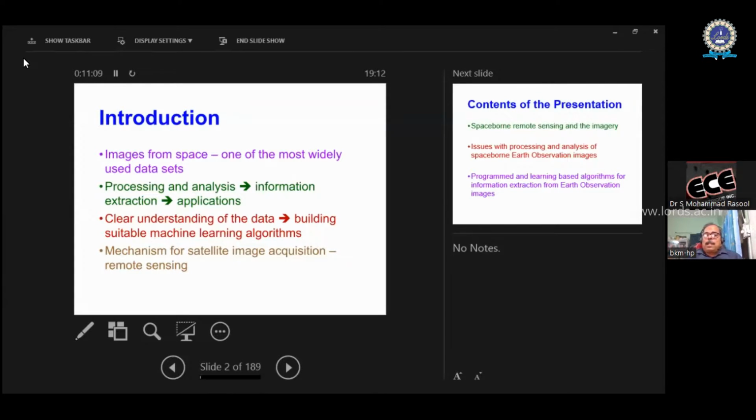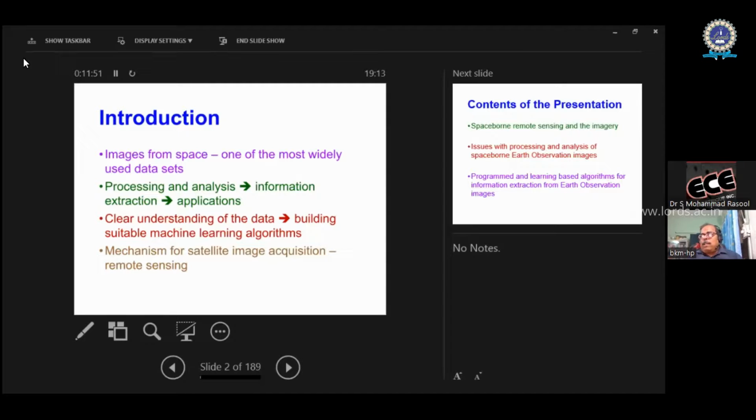The first civilian satellite for Earth observation was launched as long ago as 1972. So 50 years have passed since the first satellite, Landsat-1, was launched by the Americans. So when we have these images, the processing and analysis leads to information extraction, and the information is driving the applications.